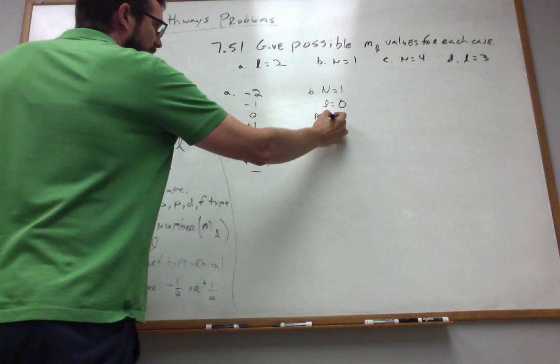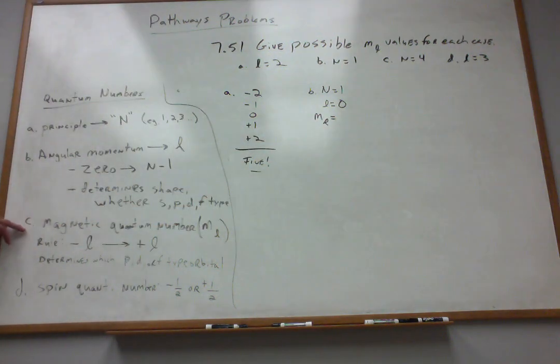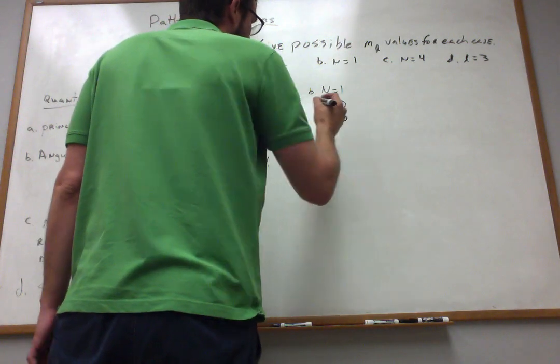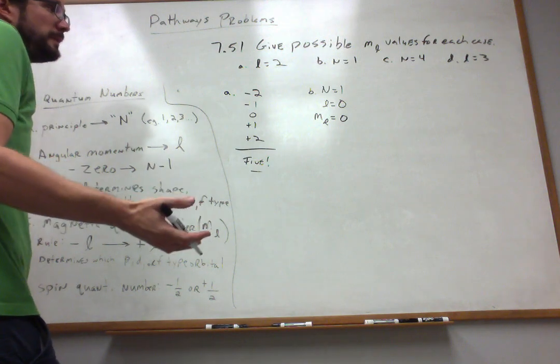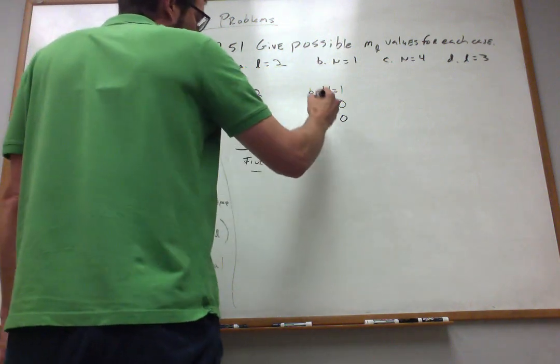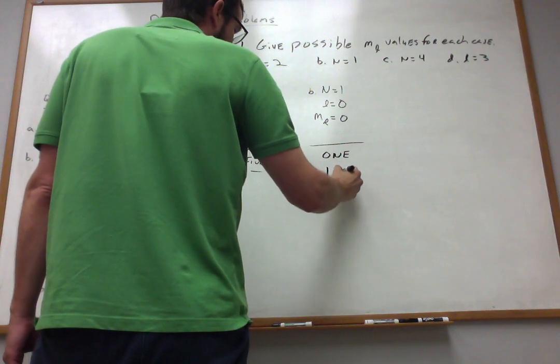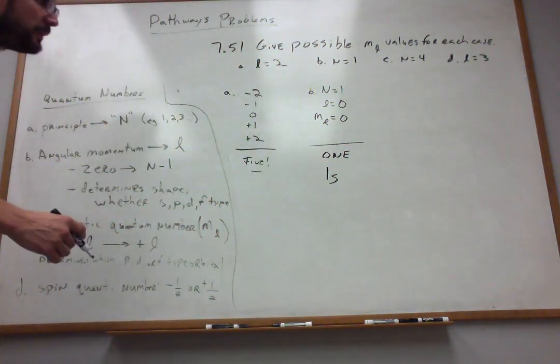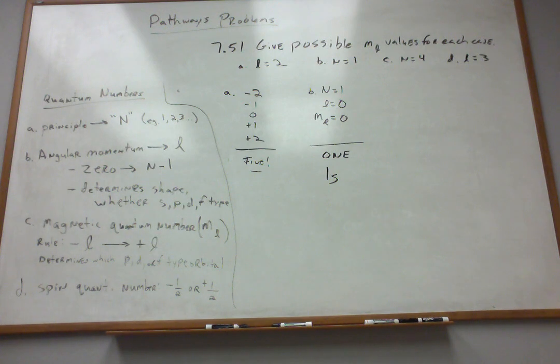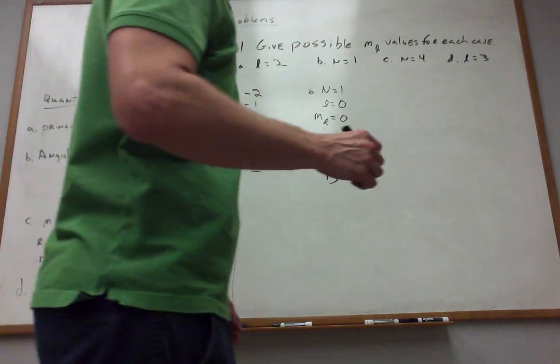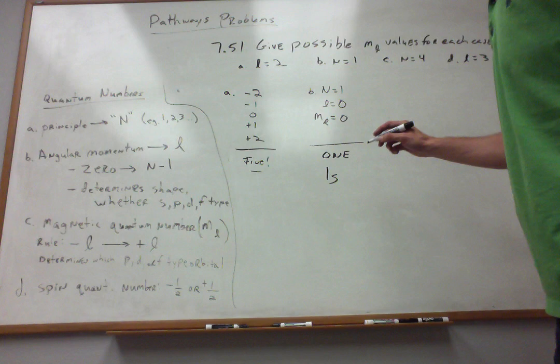If that's the case, then I follow my rule for m sub L, which says to go from minus L to positive L, inclusive of 0, and quickly realize that the only possibility there is my 0. So in my n equals 1 level, the only possible orbital is the 1s. There's only one possible magnetic quantum number if n is equal to 1. I've got one subtype of s.